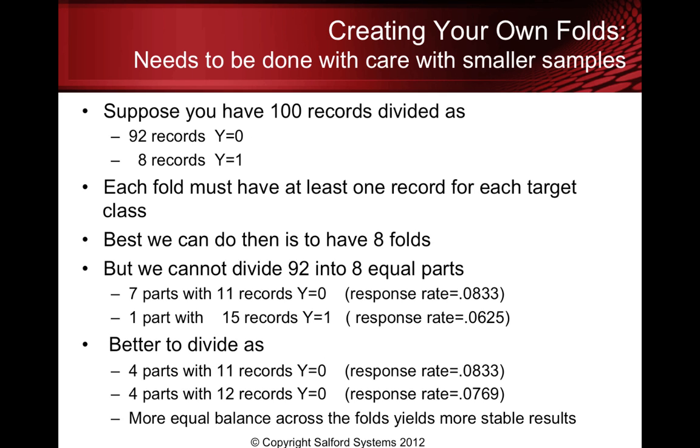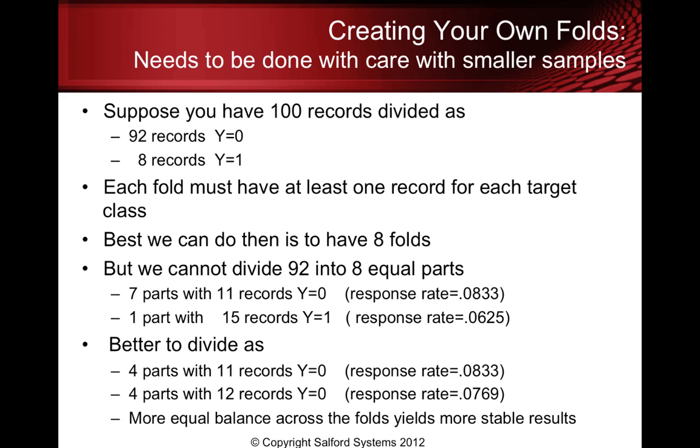So, suppose you want to create your own folds. We want to remind you again that this needs to be done with great care with smaller samples. Take an example. Suppose you have 100 records divided as 92 records are zeros and 8 records are 1s. Well, the first thing to observe is that you cannot have tenfold cross-validation here because every fold must have at least one example of an event, and you've only got 8 of them. So the maximum that you can push cross-validation to is 8-fold.